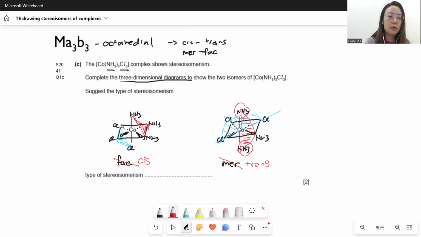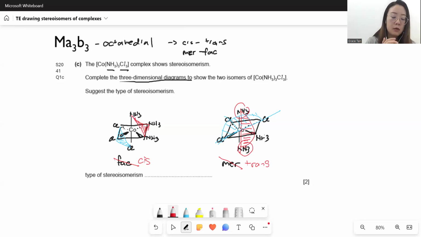You look at the 3 ammonia on my left drawing. The 3 ammonia, you will never see a 180 relationship between the ammonia. You look at the 3 chlorine on the left drawing, you will never see 180. If you don't have 180, you are a cis version. But the true name is actually called fac because they have 2 faces of the triangle.